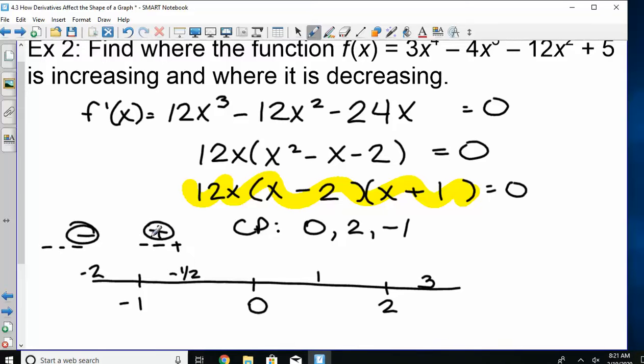I put in a 1. 12 times 1 is positive. 1 minus 2 is negative. 1 plus 1 is positive. Positive times negative times positive. But I put in a 3. 12 times 3 is positive. 3 minus 2 is positive. 3 plus 1 is positive. So if you multiply those, you get a positive. Does everybody understand how we got those?